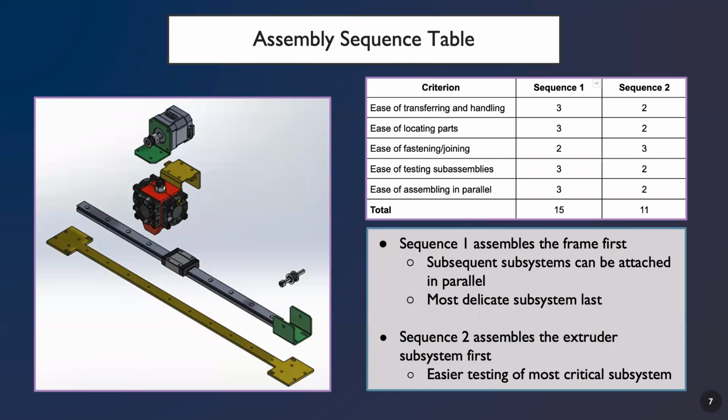For the sequencing table, we determined that sequence 1 fit the needs best, as subsequent subsystems can be attached in parallel, and the most delicate subsystems can be attached last, while sequence 2 assembles the extruder subsystem first, which benefits testing for the most critical subsystem.